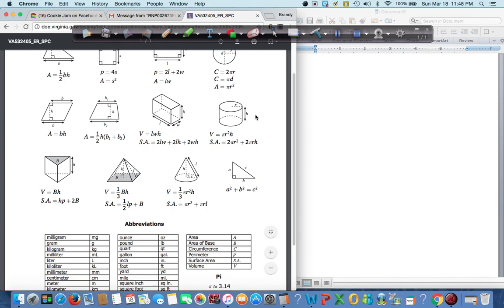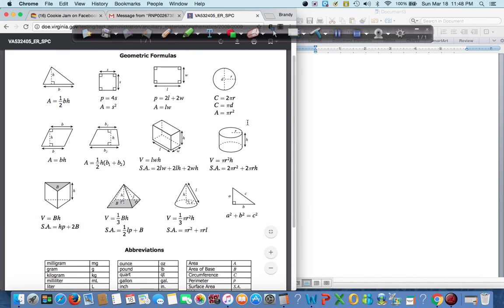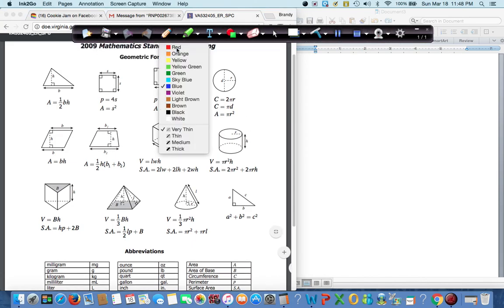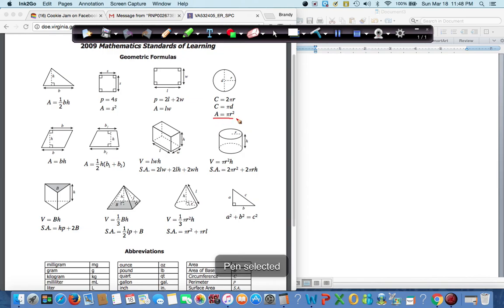How do you find area of a circle? Look right here. Do you guys see this? This area formula right here? That's how you find area of a circle. Well, look at this part right here. It's the exact same thing. Area of the base times the height. Same thing. Here, they use big B.